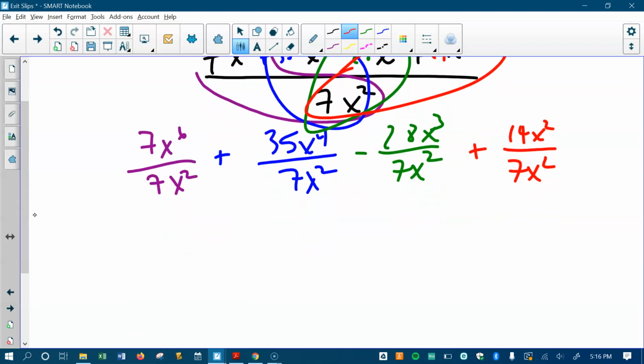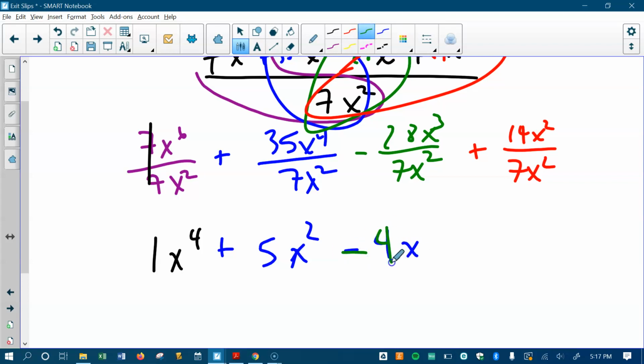So let's see what I get. When I have numbers with letters, I do numbers with numbers first, and that gets me a 1. X, I got 6x's on top and 2x's on bottom, which is x to the 4th. In blue, I have 35 over 7, which is 5. 4x's on top and 2x's on bottom, which leaves 2 x's. And then similarly, not color-coded, similarly, I get that for the green, and I get that for the red.